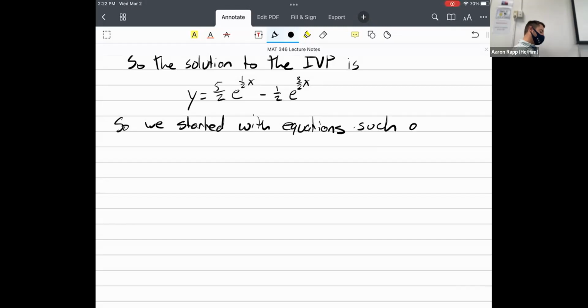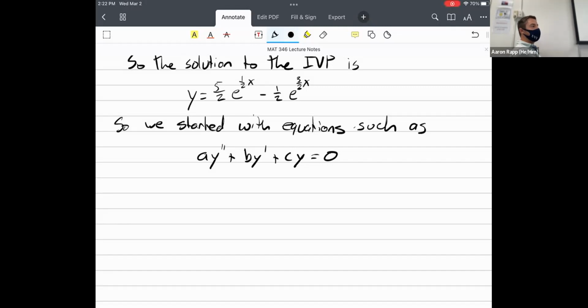So what we've done is we've started with equations such as a times y double prime plus b times y prime plus c times y equal to 0. And if we feel pretty comfortable with how to find solutions to these types of differential equations, our next step is then to generalize it, right?